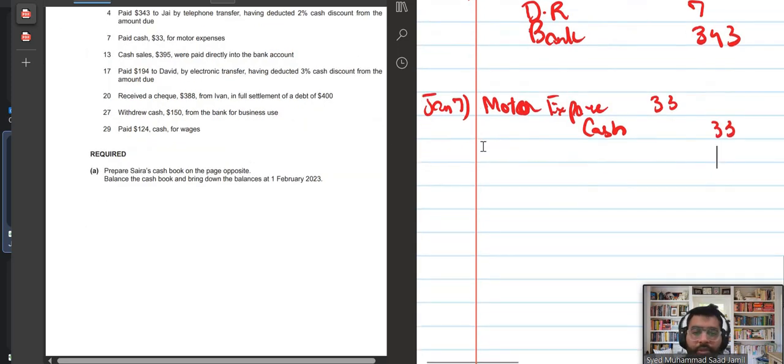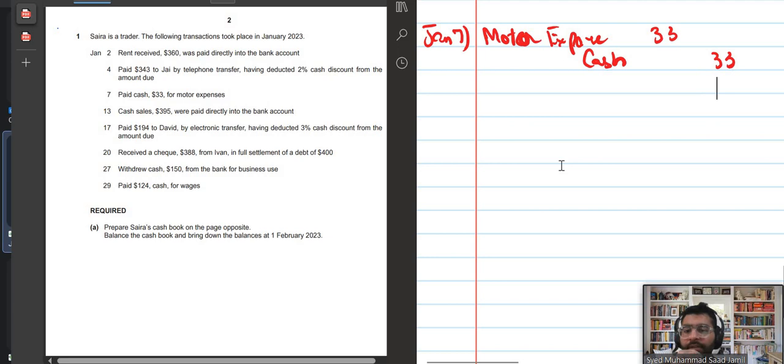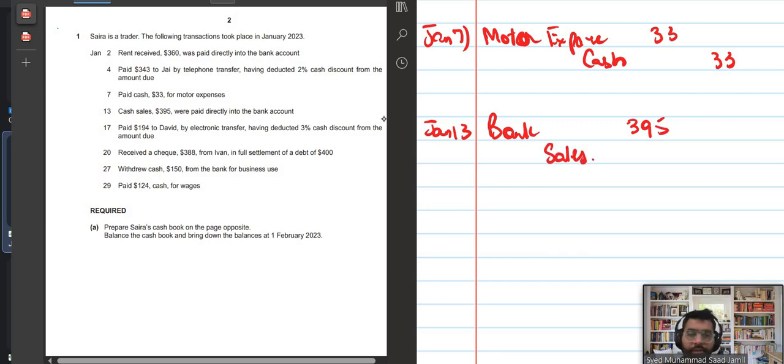Again, now moving on to the next one, it says cash sales 395 were paid directly into the bank account. So what is happening over here? Jan 13th, we are receiving money into our bank account. Our bank account is increasing. All right. And because of sales, right? So bank is increasing by how much? 395. Because of sales, we will write 395.